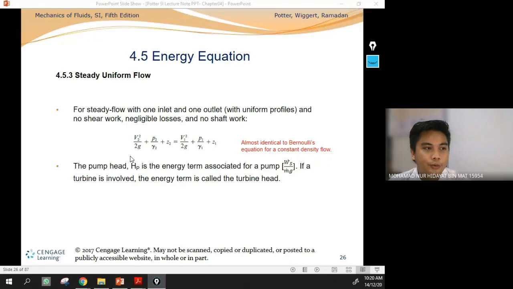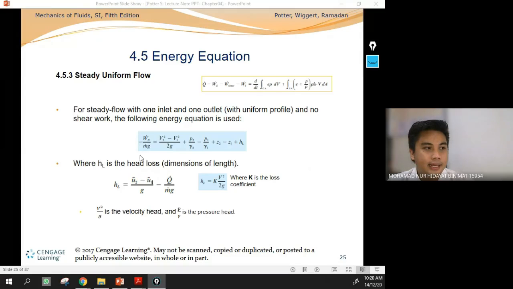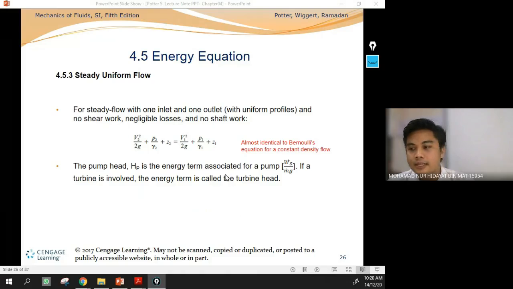All right, so remember that work consists of the shaft from the pump or the turbine. The pump head is the energy term associated with a pump, Ws over mg. Remember that this term, work from the shaft, is equal to work from the shaft, either from the turbine or the pump. The pump head, HP, is the energy term associated with a pump. If the turbine is involved, the energy term is called the turbine head.